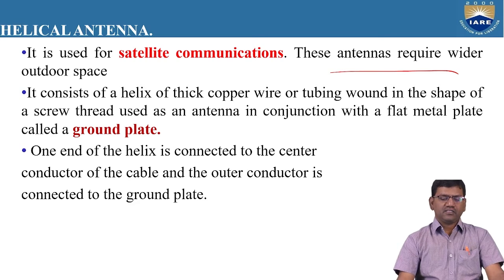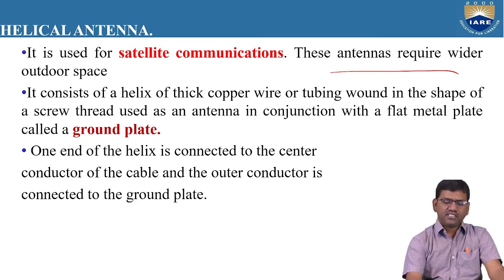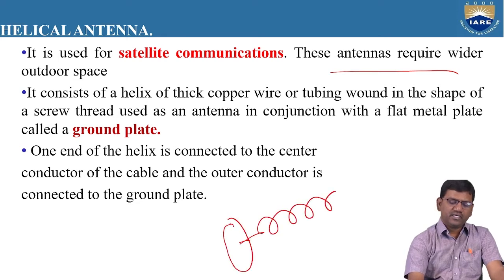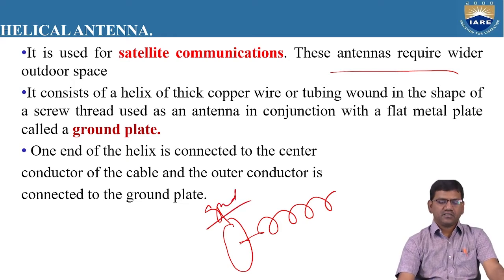It consists of a helix of thick copper wire or tubing wound in the shape of a screw thread, used as an antenna in conjunction with a flat metal plate called a ground plate. As we have seen in the display, at the end of the helical antenna there is a ground plate. One end of the helix is connected to the center of the conductor.